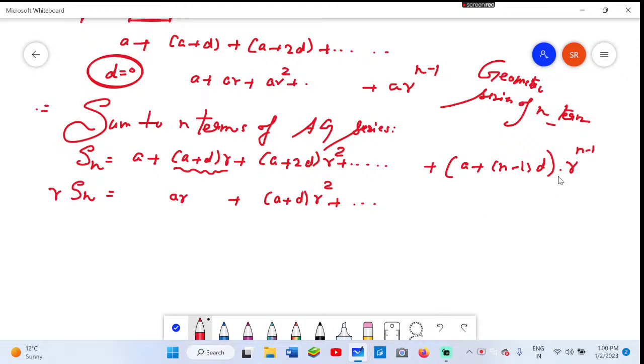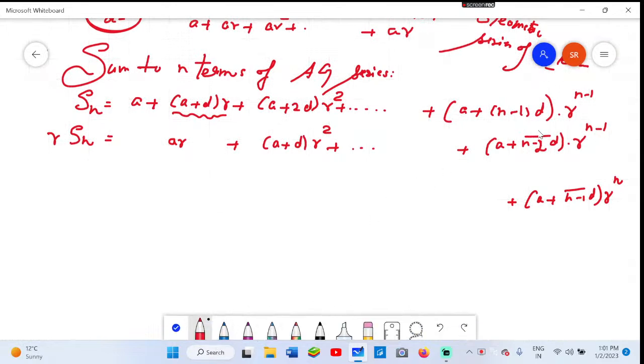And when we multiplied this last term with r, here comes r raised to power n. So that term should be written here: (a plus (n minus 1) into d) into r raised to power n. It means the preceding term has to be a plus (n minus 1) into d into r raised to power n minus 1. Here comes n minus 2, here comes n minus 1, here comes n minus 2. Rest is same. Hope it's clear.